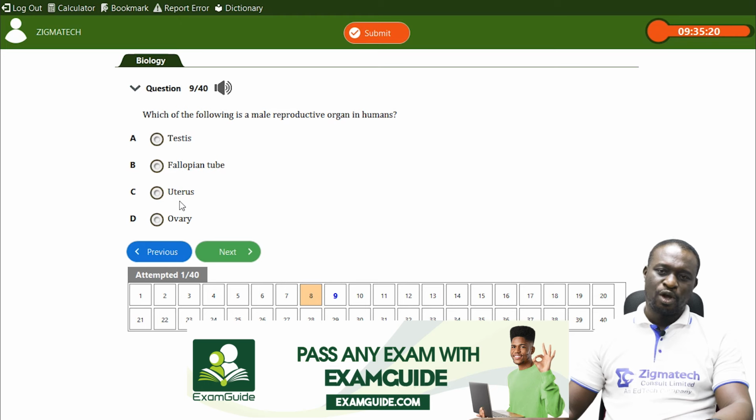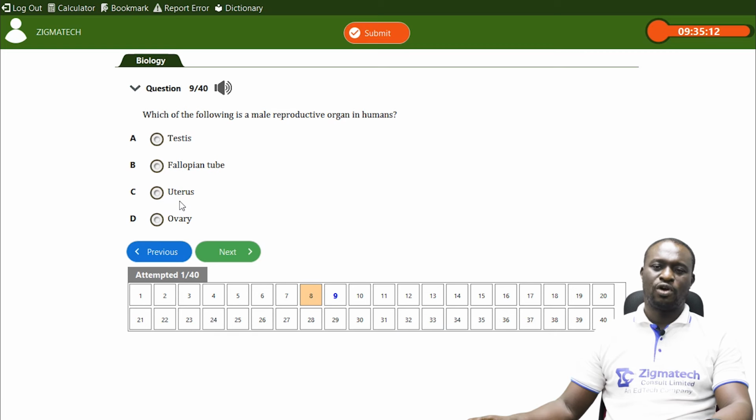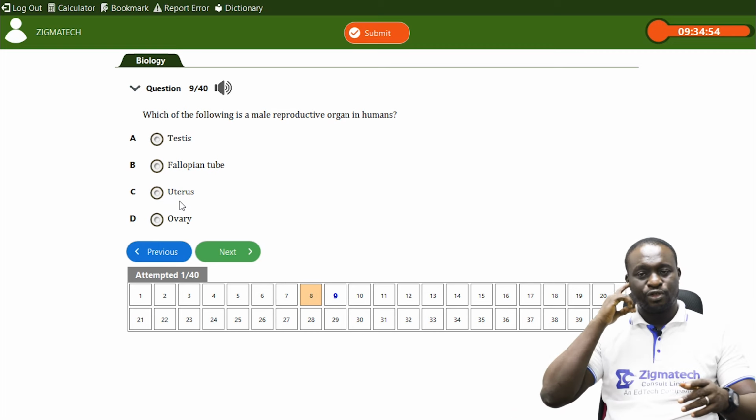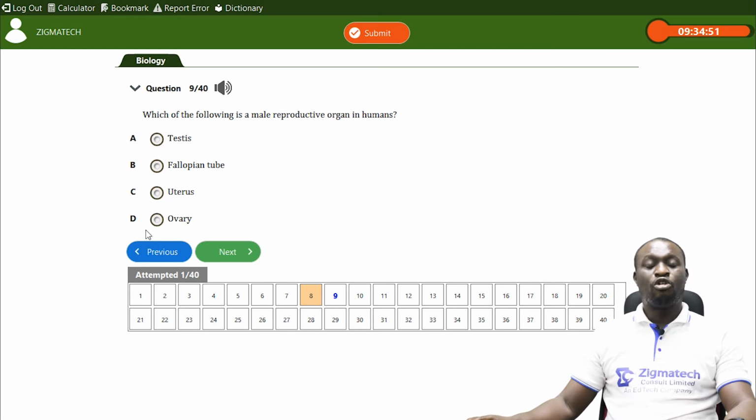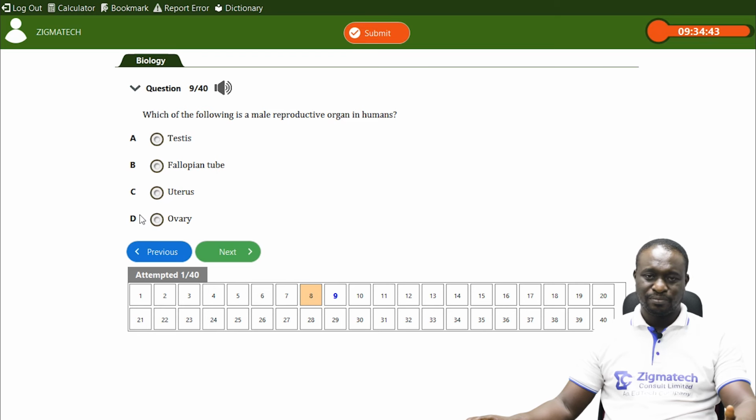Now, please take note. Options B, C, and D are not reproductive organs in males. They are reproductive organs in females. The fallopian tube receives mature eggs from the ovary, while the uterus is where the embryo is implanted, where it grows, develops into a fetus, and is delivered. The ovary is the part of the female reproductive organ that produces the egg cell.